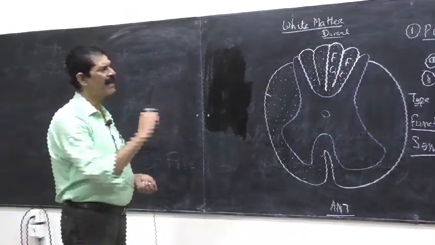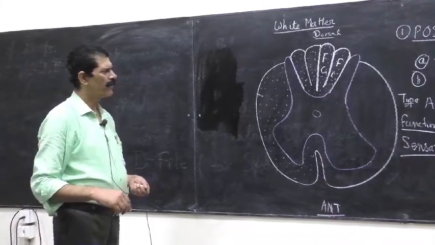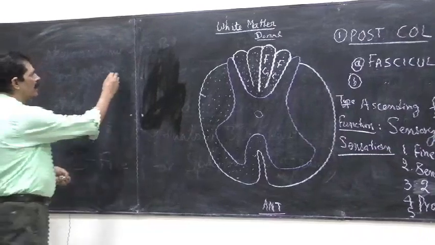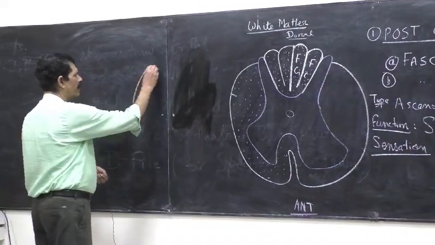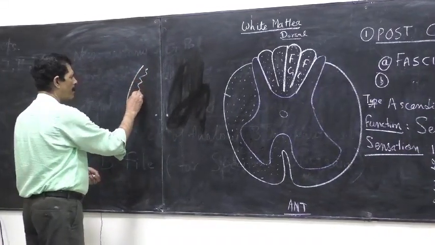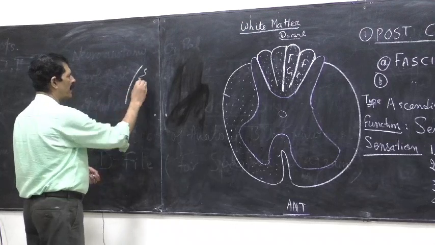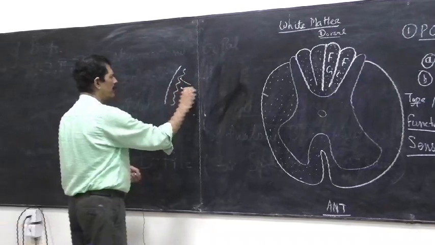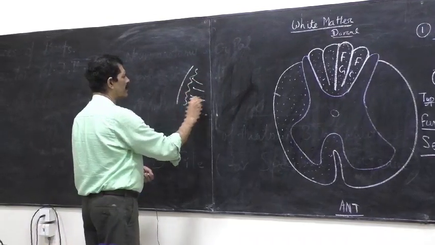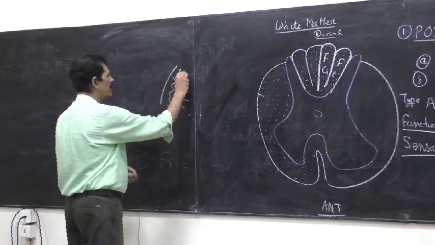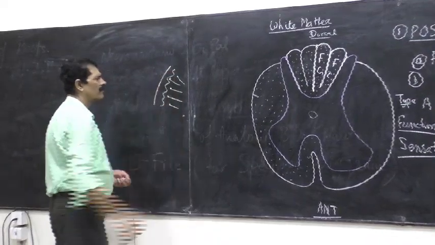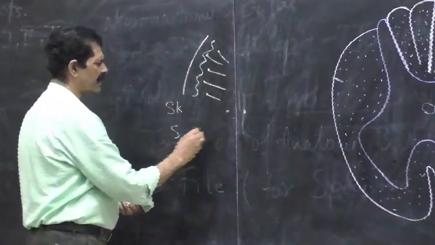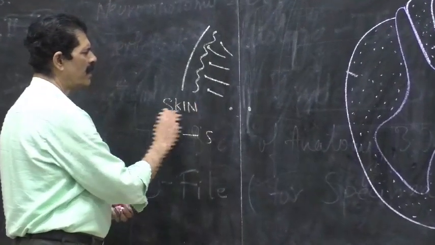So number one is the fine touch. What is the meaning of fine touch? Fine touch means that they start from the skin. We know there is the epidermis and dermis, and in the dermis there are axon terminals of various modalities of the sense. So they are sensory, it means S for S. They will start from the skin.